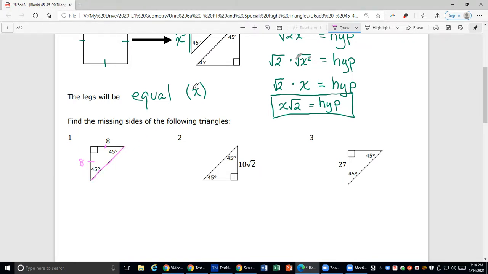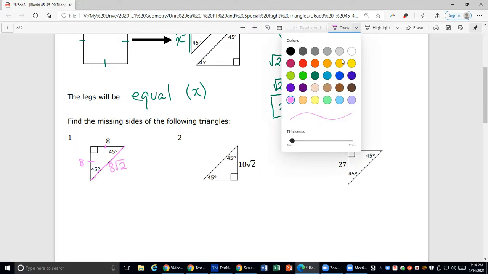Okay, well we know that whatever x is, whatever the legs are, x, the hypotenuse is that same exact number with a square root of 2 on it. So if this is 8 and this is 8, then my hypotenuse is 8 square root of 2.